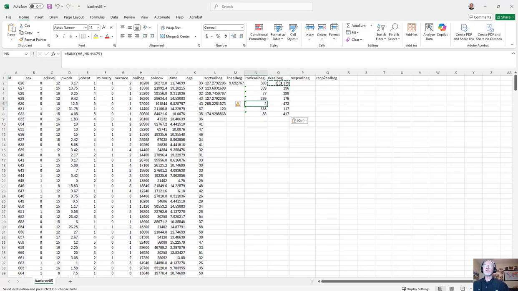And now you see that the person who had 72,000 had the second largest rank, now has the second largest number of 473, where the highest would be 474. So now it's in the same order that it was originally.